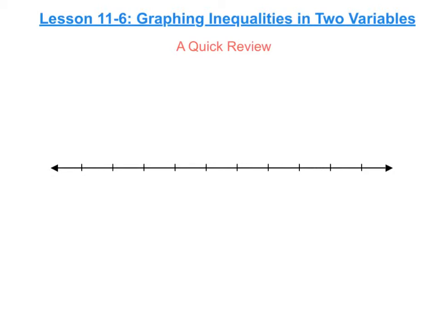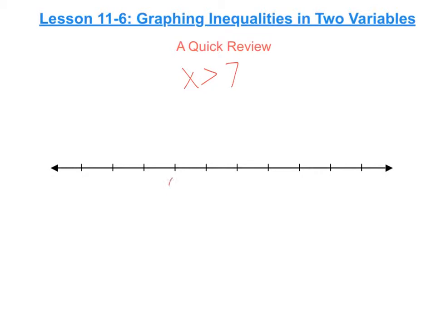Now to do this, I'm going to do a quick review on how we graphed inequalities with one variable. Let's say I had x is greater than 7. If I have one variable, I would use one number line, because think about what this means. That means x is everything more than 7. I can't list out all those values, so I draw a picture to represent it.